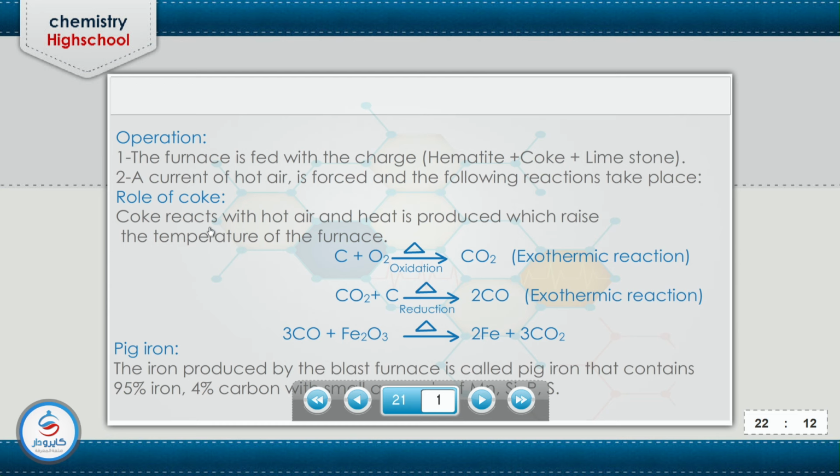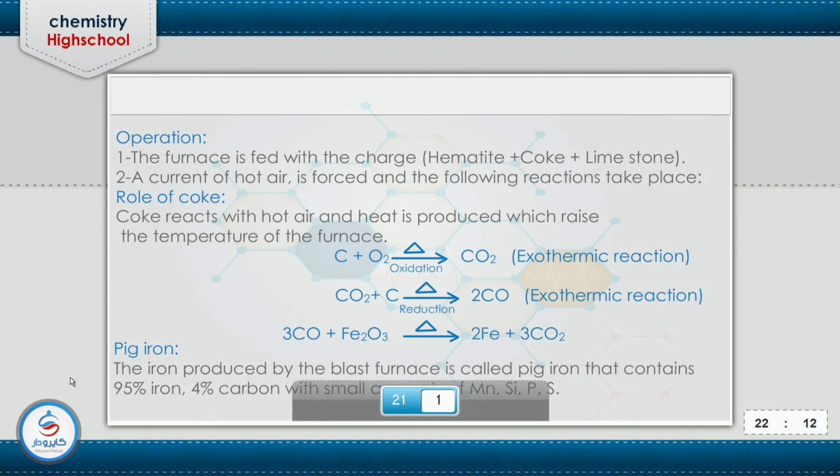Role of coke. Coke reacts with hot air and heat is produced, which raises the temperature of the furnace. Coke, symbolized by carbon C, is oxidized by the hot air to carbon dioxide. This reaction is exothermic. Carbon dioxide plus carbon, coke, and the hot air give 2 moles of carbon monoxide, and this is also an exothermic reaction. Carbon monoxide, obtained from coke, is used as a reducing agent for the ferric oxide to produce iron plus 3 moles of carbon dioxide.